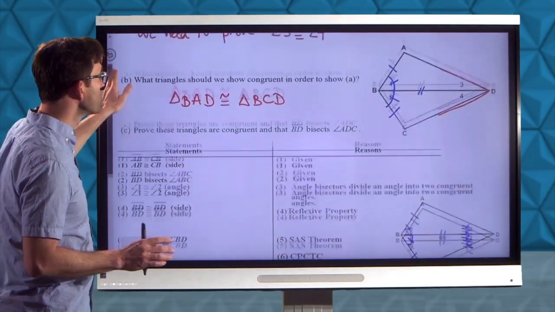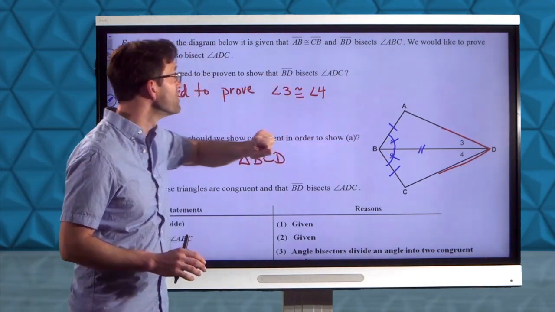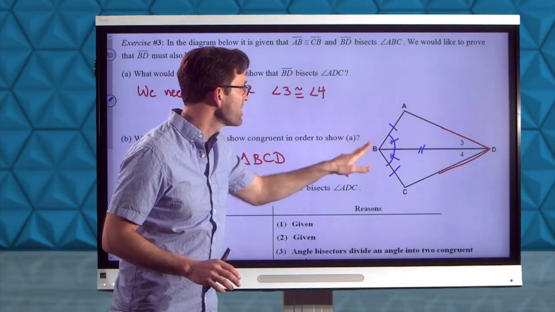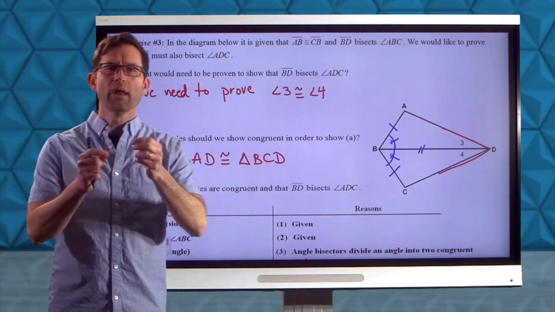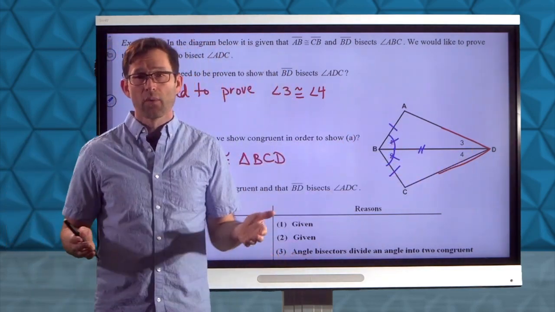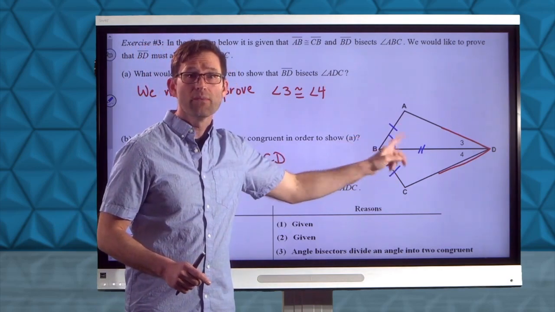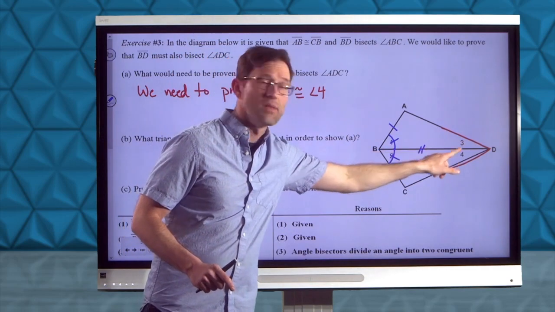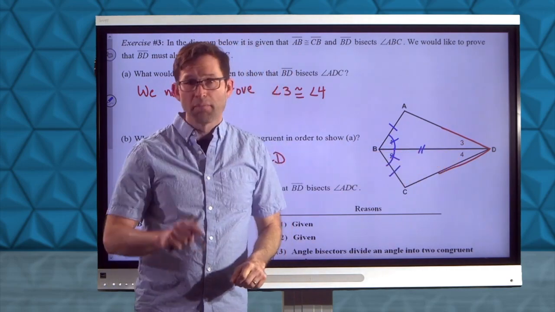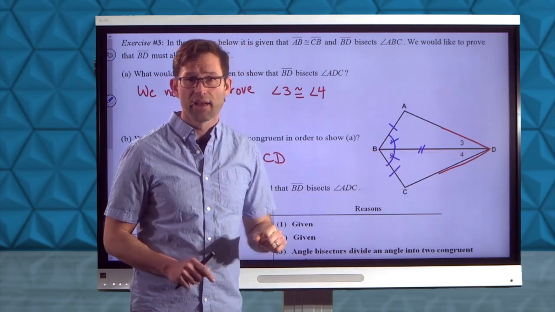Going into it, we're just given a couple very easy pieces of information. AB is congruent to BC. BD bisects angle ABC. We need to prove that it also bisects angle ADC. How do we do that? We first establish that these two triangles are congruent. Based on that, we then say these two angles are congruent. And based on that, we now know that BD must bisect that angle.